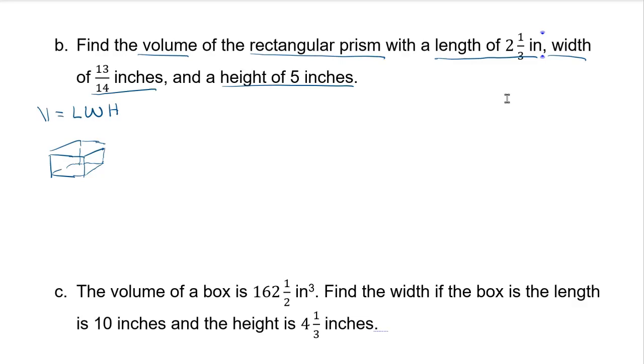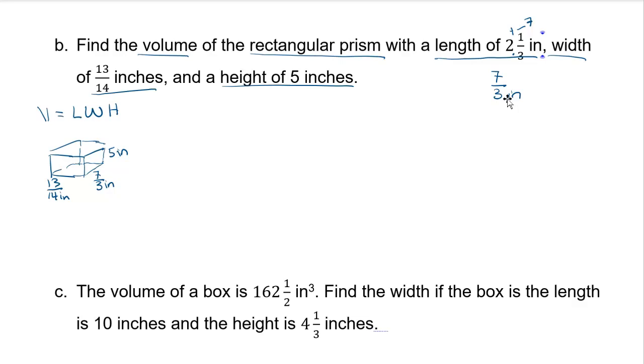All right, so let's do that conversion. So 2 1/3 inch, we've got 3 times 2 is 6, plus 1 is 7. So my new fraction here is 7/3 inches. So I have a length, 7/3 inches. I have a width, 13/14 inches, and a height, 5 inches. So remember, not in art class, not drawn to scale. I'm just drawing it out so I can have a visual of what I'm actually working with here.